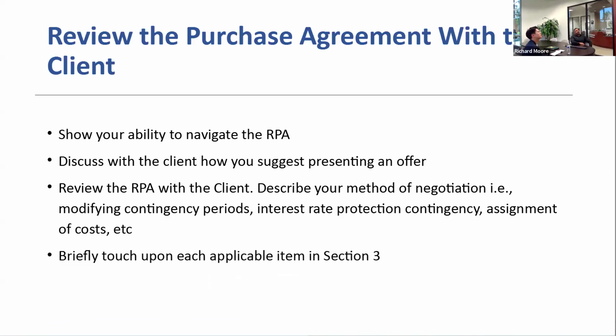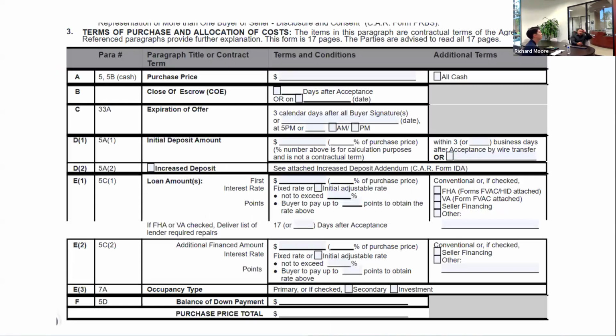Briefly touch upon each applicable item in section 3. This is, I believe this is the commissions. What you're asking for as far as commissions, for them to pay your commissions. So even though you're signing the BRBC with them, when you submit the offer, you're asking the seller to pay for the buyer's agent's commission. And then any credits if you want, any credits. Let's see. So section 3, oh, I'm sorry. That's the next page. It's not section 3.